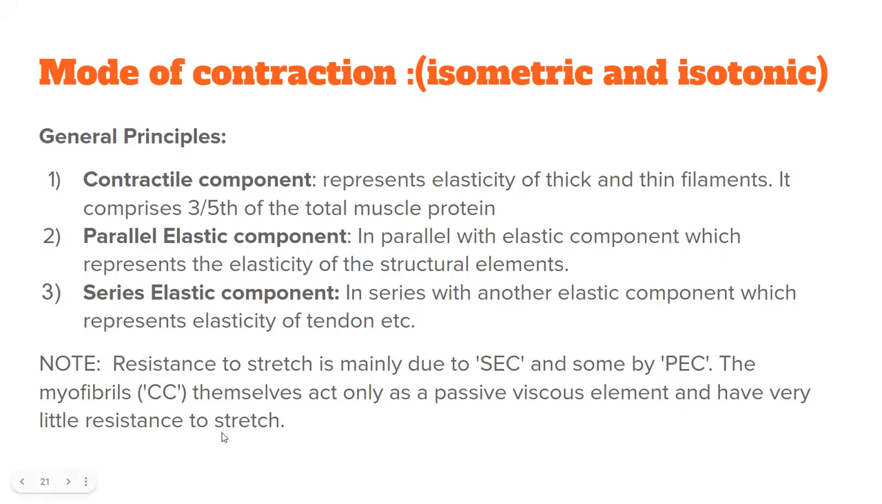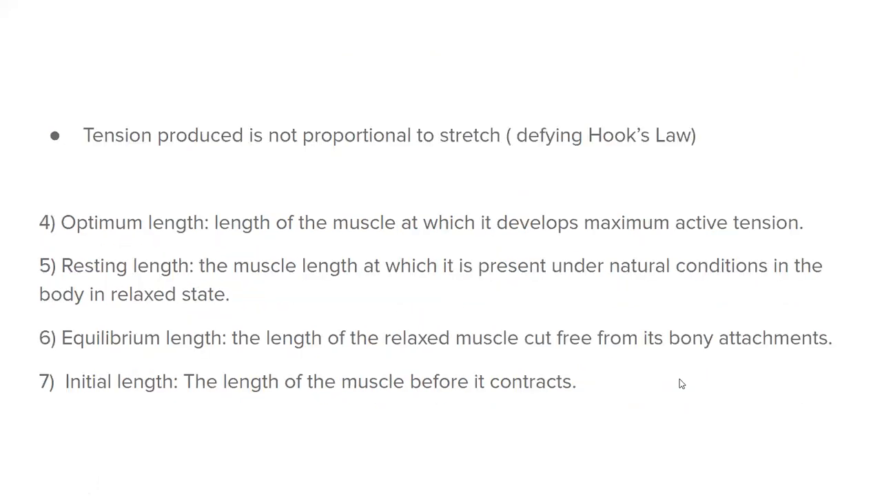So if a muscle is being stretched, the elements coming into play are SEC and PEC. It's said, like, take a rubber band. If you stretch it, the tension produced in the rubber band is equal to the amount of stretch we are creating. But that is not so in a muscle. The tension may not be directly proportional to the stretch. And this is defying Hooke's law. Hooke's law is when it is proportional.